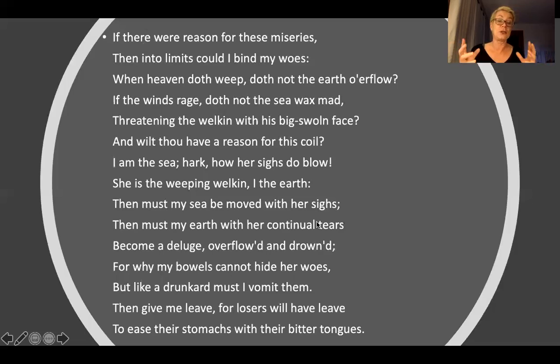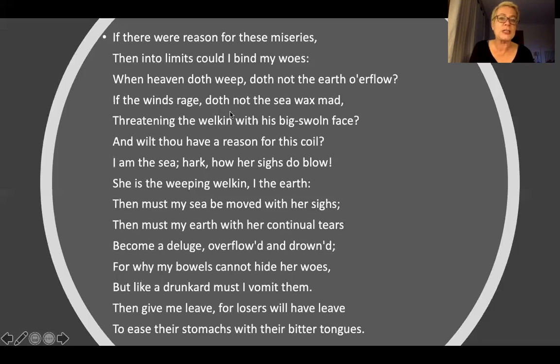So for the actor, there's a lot to hold on to in your brain. And let's think about the enjambment. Well, how many sentences do we have that are just self-contained thoughts? Well, here's an enjambment. There were reasons for these miseries, then into limits could I bind my woes. Okay, say that's one. Remember that punctuation is arbitrary, usually from academic editors, not from theatre practitioners. When heaven doth weep, doth not the earth o'erflow? Okay, one thought, one sentence.